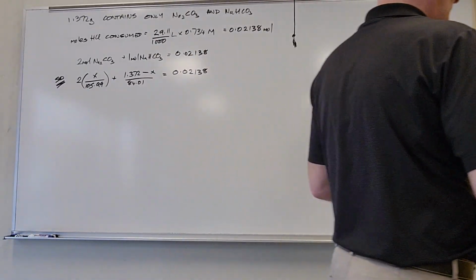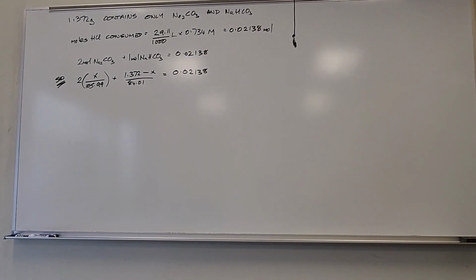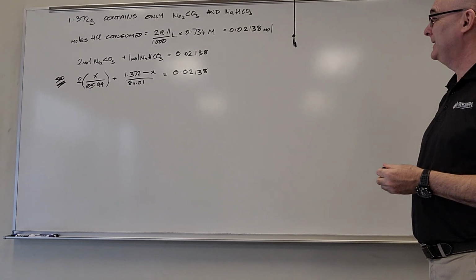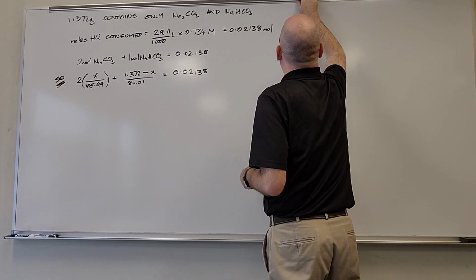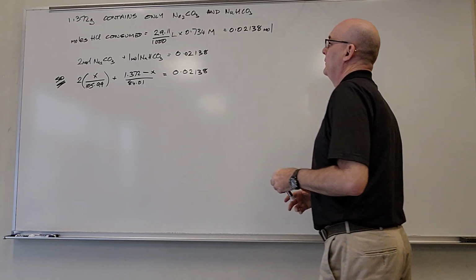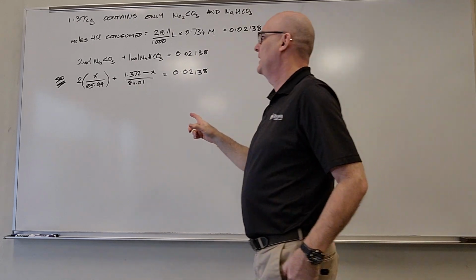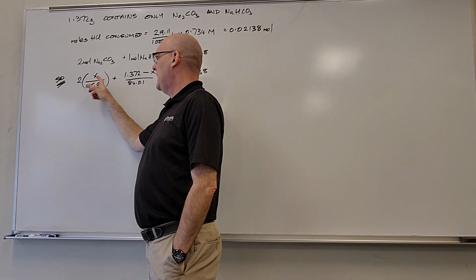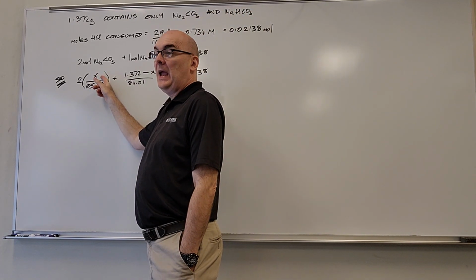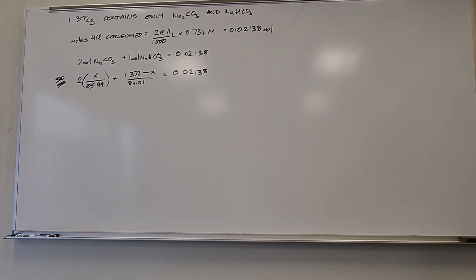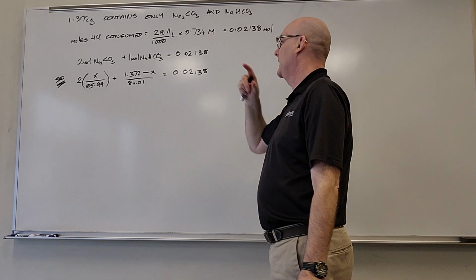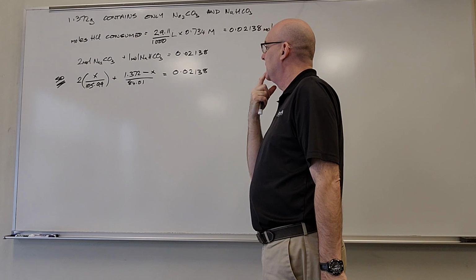Okay, so we have a problem. The problem is we have sodium carbonate and sodium bicarbonate together in a solution. We've done a titration with hydrochloric acid. We've found a number, and then by process of elimination, if you make one of them be X, then the other one has to be the number of moles minus that X. All right, that gets us to here. That's where we finished last week.